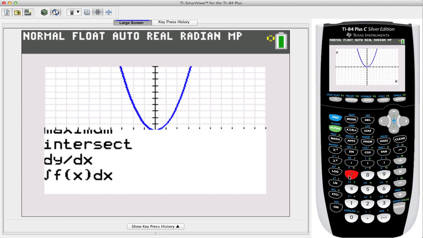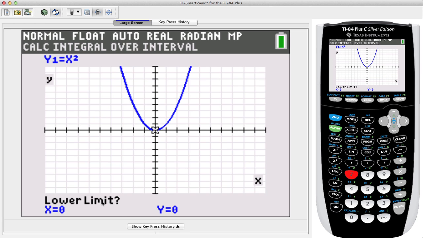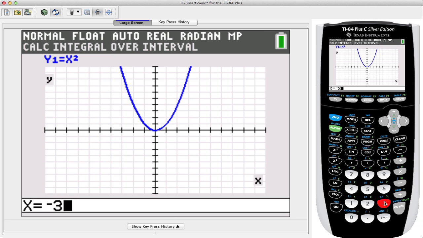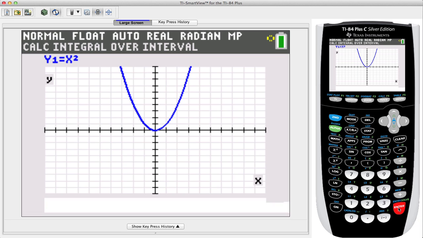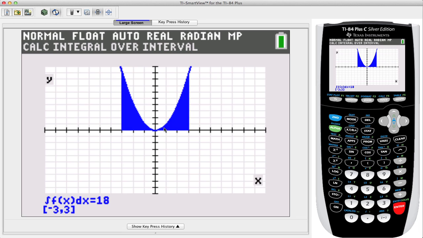So we press 7. And here we see that it's asking us for the lower limit. In this problem, our lower limit is -3, so we type that in, -3, and then press enter. Notice it shows the -3 here as our lower limit. And once we put in +3, it's going to put another line here and actually shade underneath the graph. So for the upper limit, let's put in the +3. And then press enter. Here we see the shading, and we see that the integration of this function over the interval -3 to +3 is in fact 18, just like we calculated.